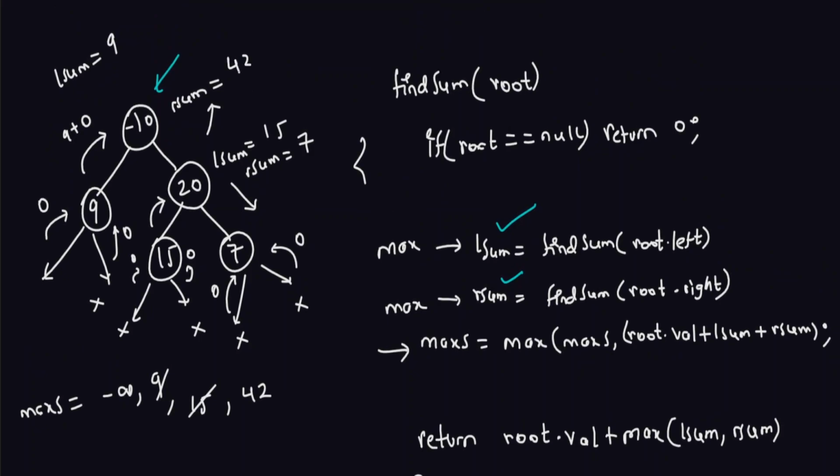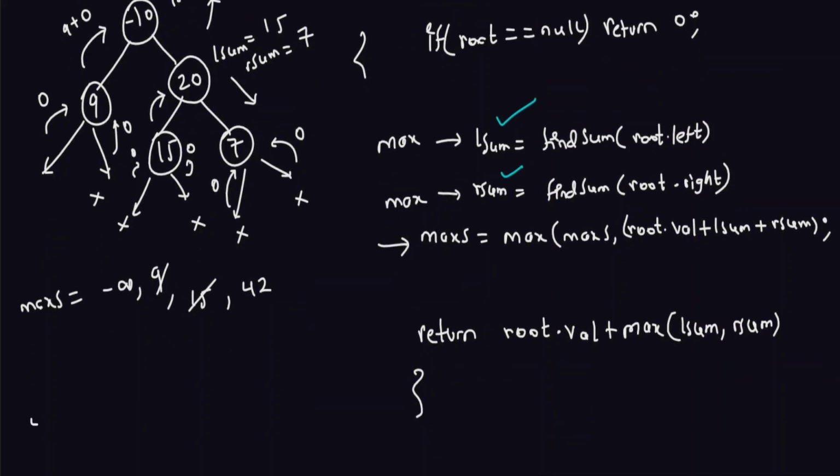So 42. Now we are going to find this part. We are also going to find it for the root node. So now 42 will be compared with what? The root's value, which is minus 10, which is root.val, and then LSUM, which is 9, plus RSUM, which is 42. So this is 41.